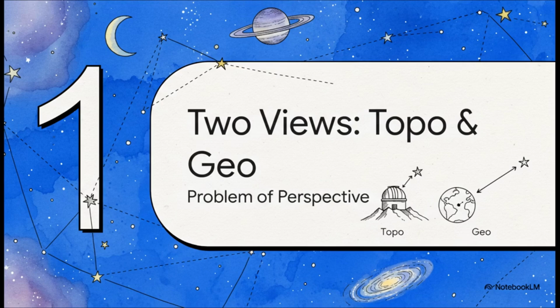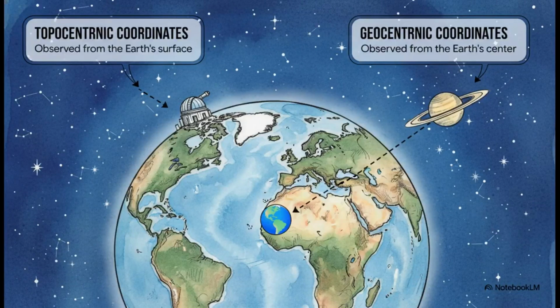The position of a celestial body is not absolute. It depends fundamentally on the observer's location. To really get this, we have to distinguish between two key viewpoints. The topocentric view is what we actually see. It's the view from our specific point on the Earth's surface. Then there's the geocentric view, which is a standardized, theoretical position as if we were observing from the exact center of the Earth. This gives us a common reference frame, independent of where you happen to be standing.